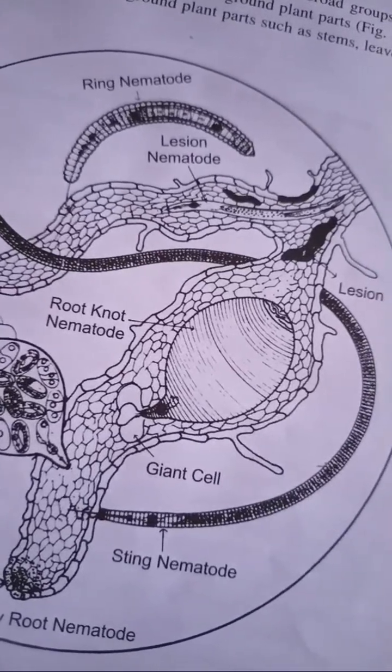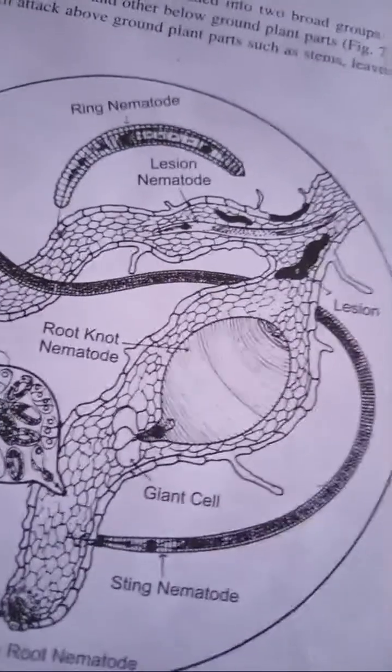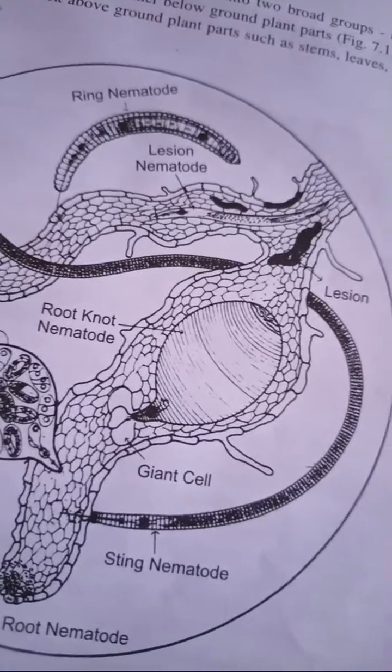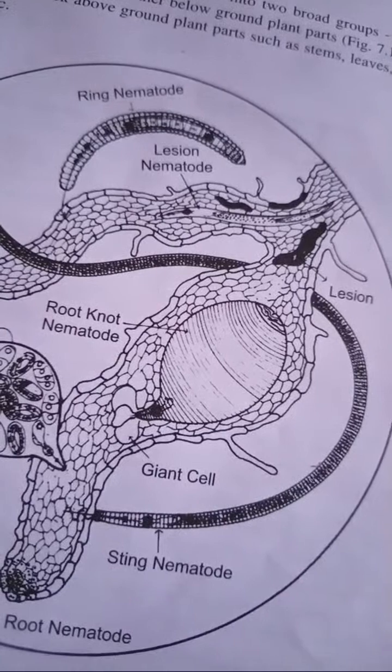life cycle freely in the soil. When the roots are disturbed, they detach themselves, friends. So this is the typical nature of this migratory ectoparasitic nematode. And the second category I have already discussed, sedentary ectoparasitic.